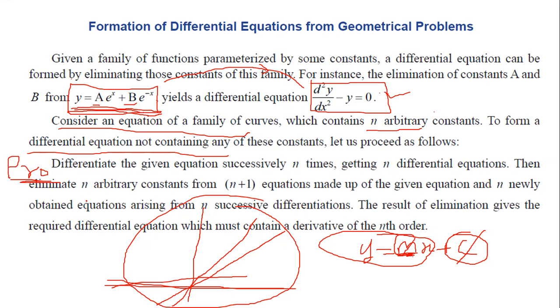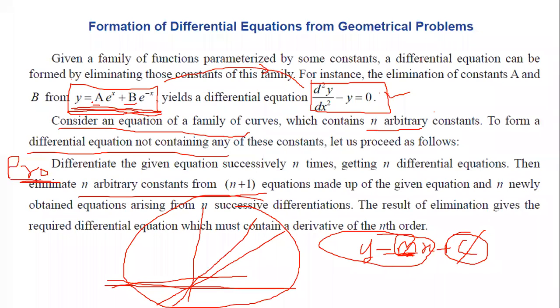Then eliminate n arbitrary constants from n plus 1 equations. What is the first step? From the given equation, we have to differentiate 2 times. You have to differentiate 2 times. If you differentiate 2 times, what do you get?